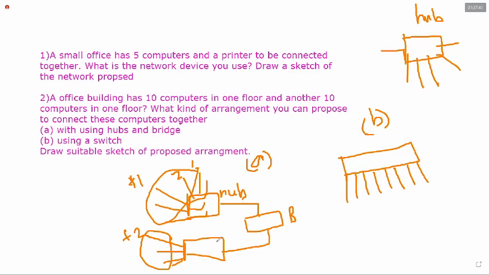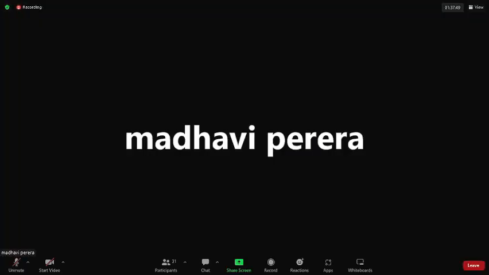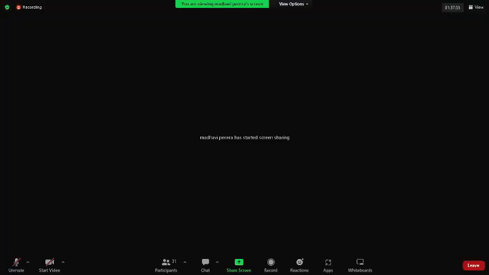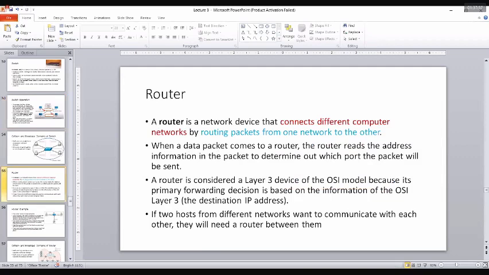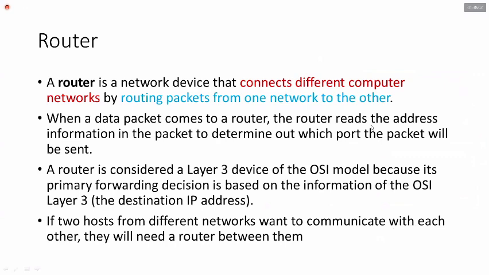Okay, right. So then we'll move to the other topic, router. The next device that we are going to discuss is the router. So router, we say it's a layer 3 device, right? A router is a network device that connects different computer networks, right? Remember, this is very important. A router connects different computer networks, right?